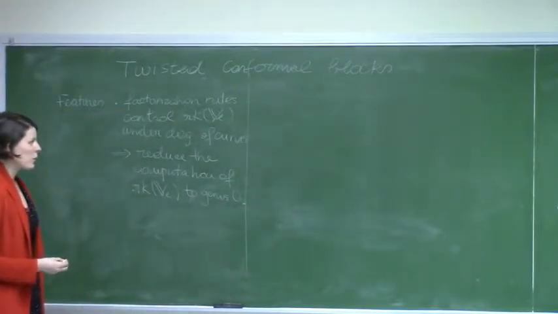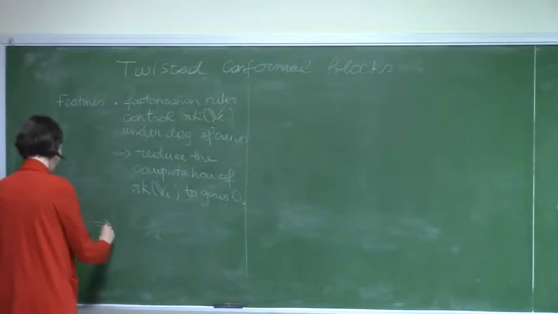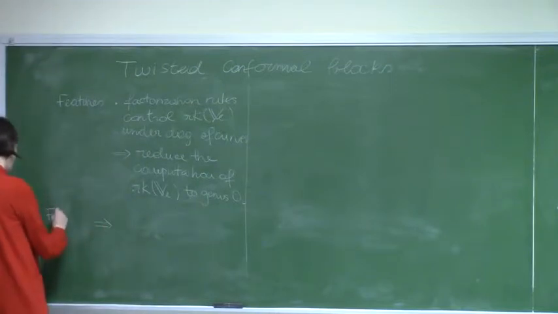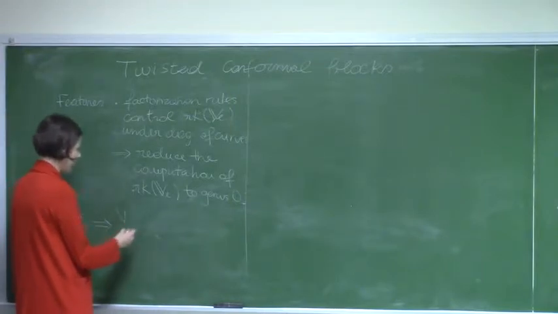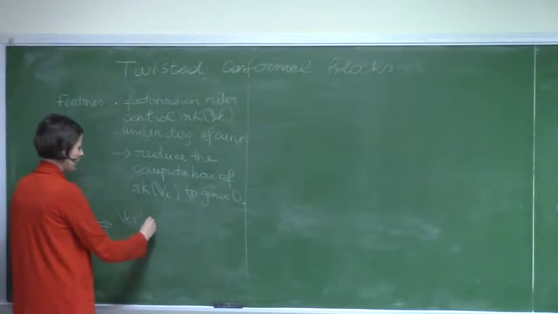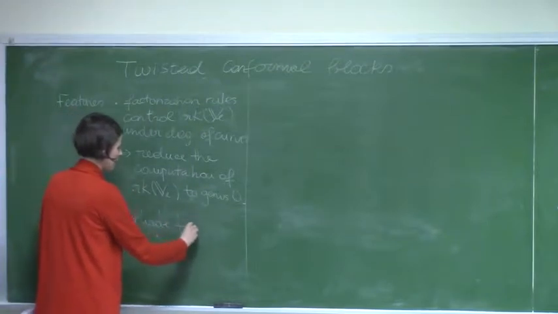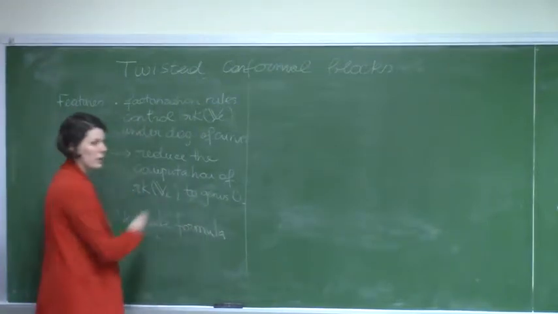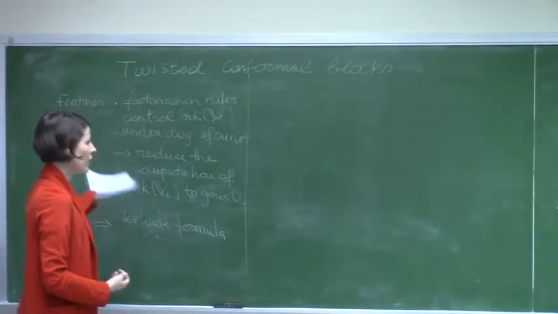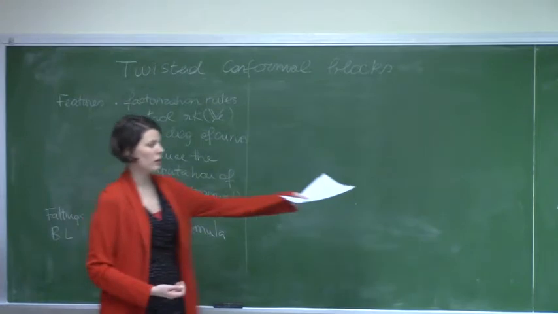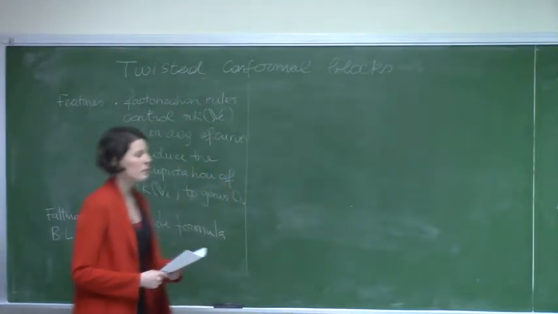And this was the approach that was used by Faltings and also Mehta and Laszlo to prove in an algebraic way the Verlinde formula, which is an explicit formula computing the rank of these bundles.